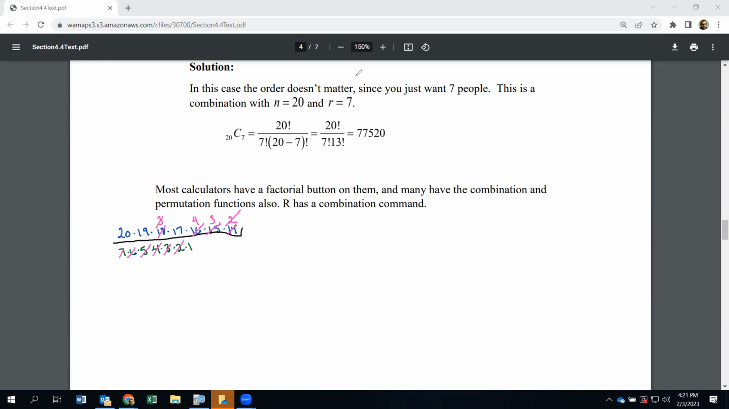But now we just want to lay out what we have left. So we have a 20, we have 19, we have 17, we have 4, and we have 3. If we multiply 20 times 19 times 17 times 4 times 3, we would get 77,520.